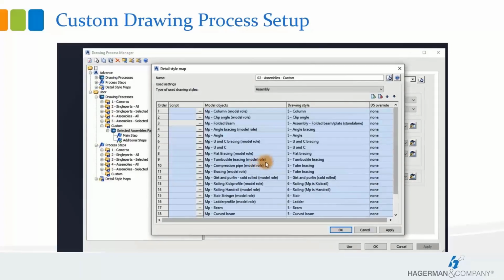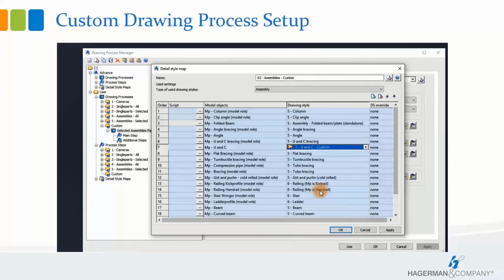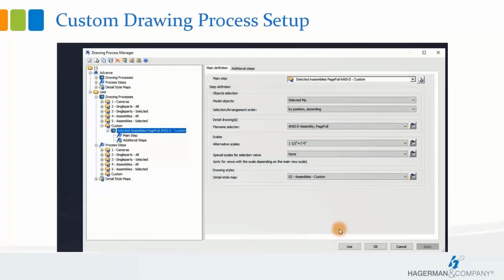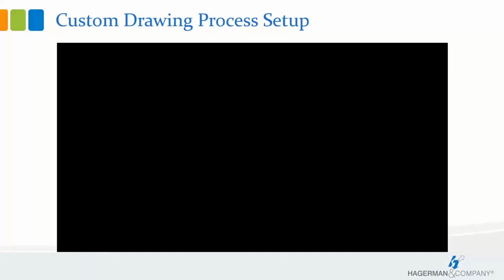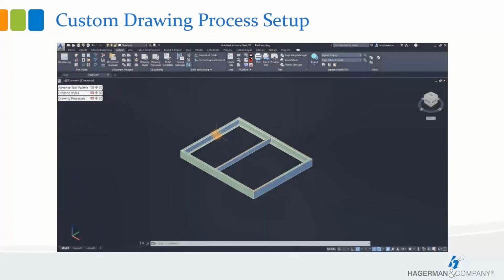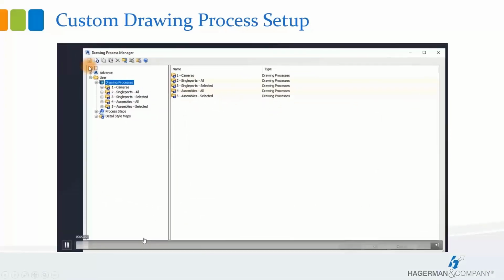Now we can change the drawing style right there. There's our custom category for the drawing styles. And that's it. So those are the three things. We changed the process, then the main step, and then the detail style map.